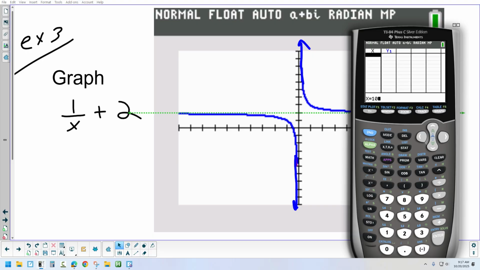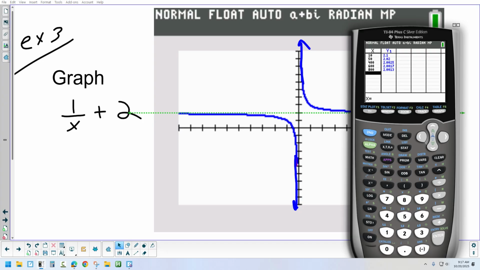Let's start with 10, 2.1. Let's go out to 50. So we're going further to the right, 2.02. Let's go all the way to 400. 2.0025. So you can see as x is getting bigger, I'm getting closer to 2, but I will never reach it. Okay? No matter how big I go, it's just going to get closer to 2.